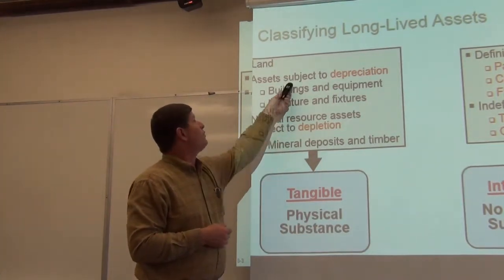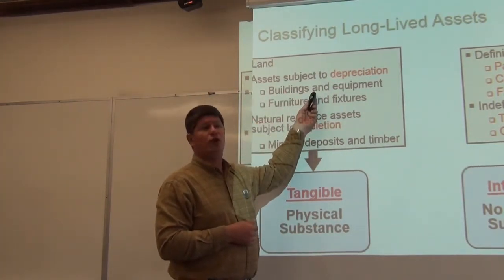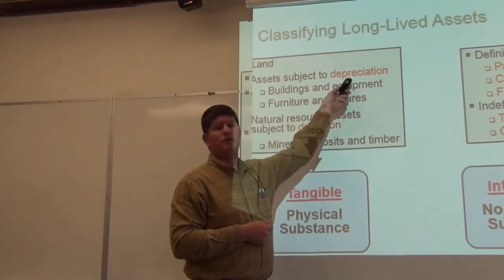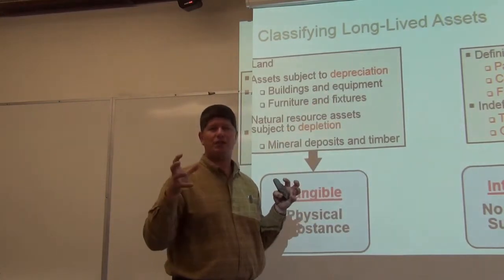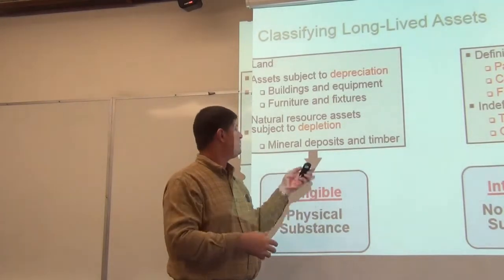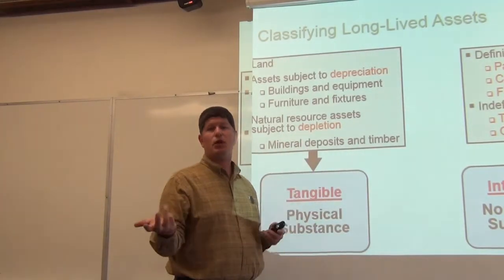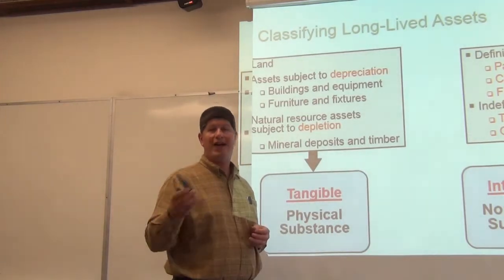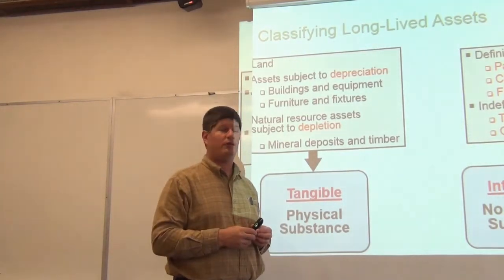And with things like building furniture and equipment, we use something called depreciation to match the expense, the cost of that asset with the revenue it generates. With natural resources, it's called depletion. So as you use it up, you expense part of it.